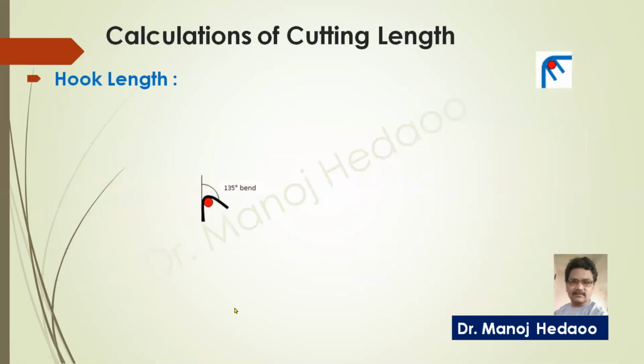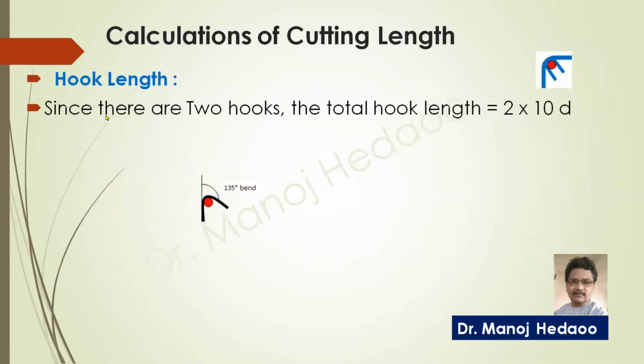Now hook length. Since there are two hooks, the total hook length is equal to 2 into 10D. So here you can see two hooks. As per IS code, you have to take 10D for one hook. So for two hooks, it will be 20D.